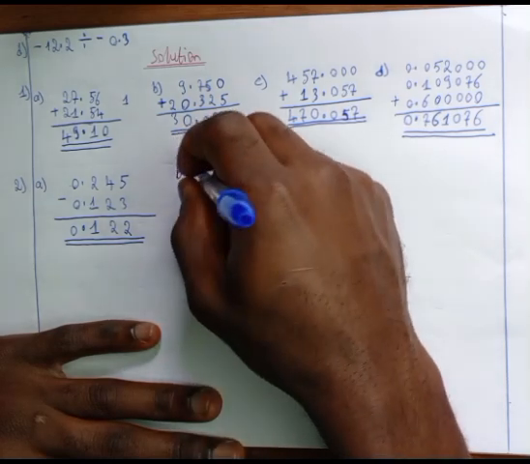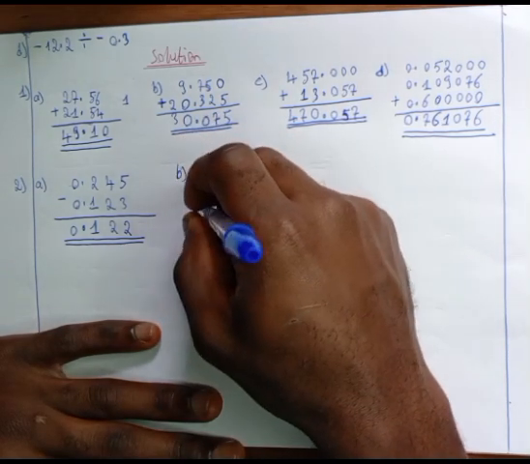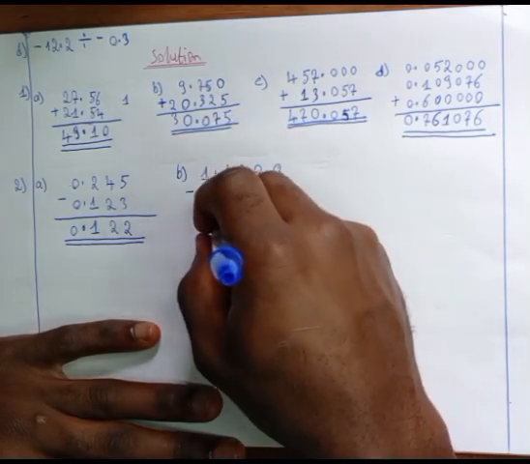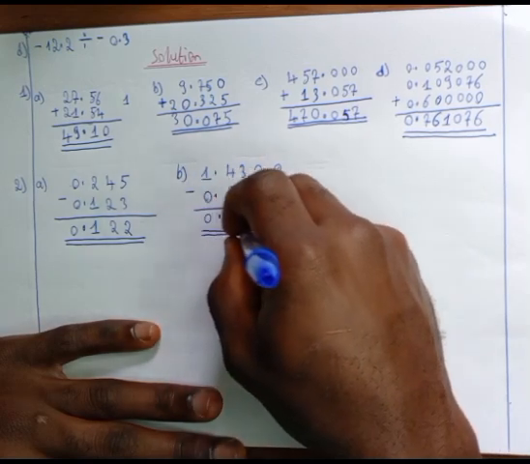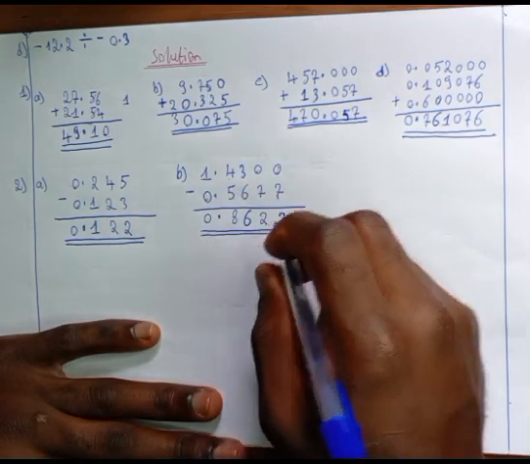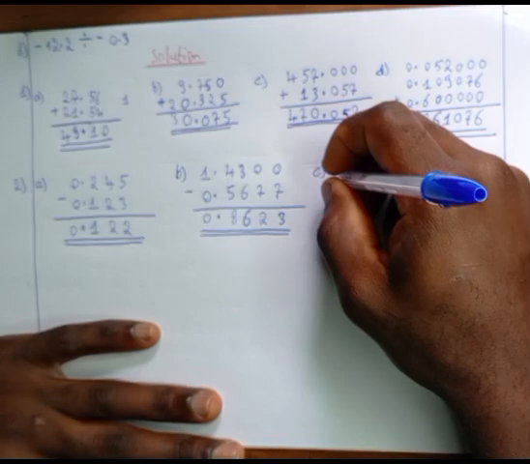Bring down the decimal point. Here now we are left with 0. 0 minus 0 is 0. So our answer will be 0.8623. We go on to question C.